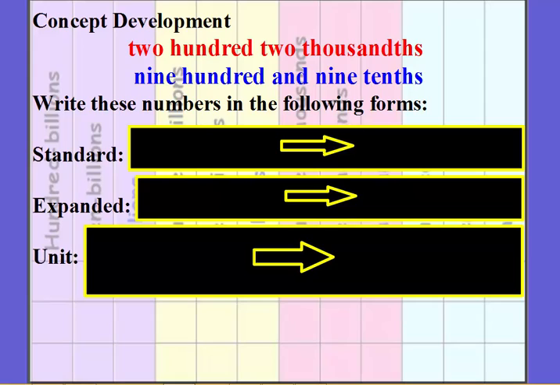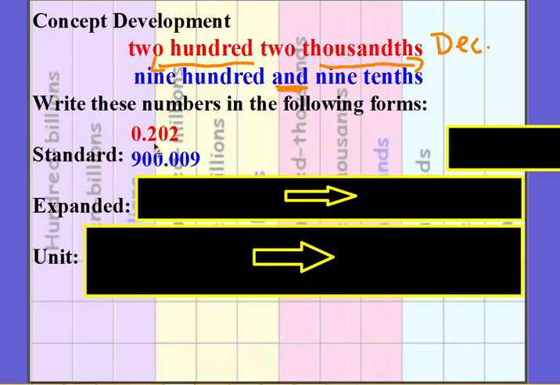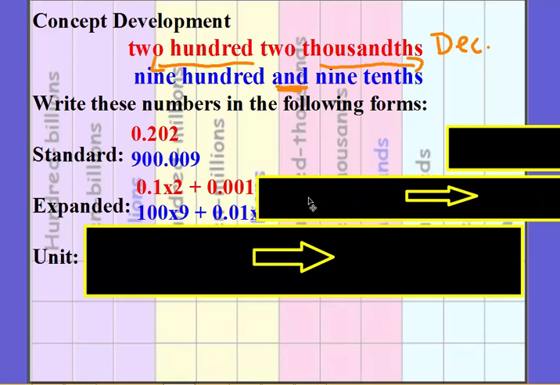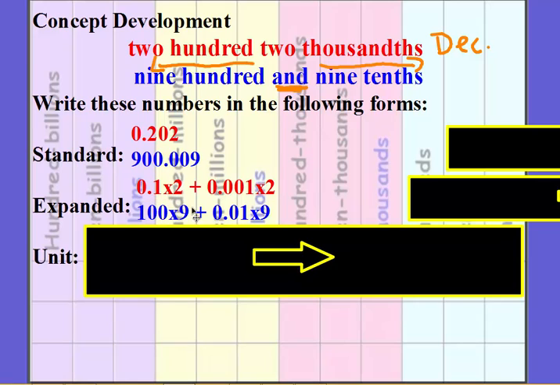Alright, look at these two. 202 thousandths. Well, this one does not have an "and," so this one is going to be all decimals. This one I see an "and," so that means this will be to the left of the decimal, 9 tenths will be to the right of the decimal. Here's 202 thousandths, here's 909 tenths. Expanded form, 1/10 times 2 plus 1/1,000 times 2. Whereas down here we have, for the blue problem, 100 times 9 plus, I see my mistake.